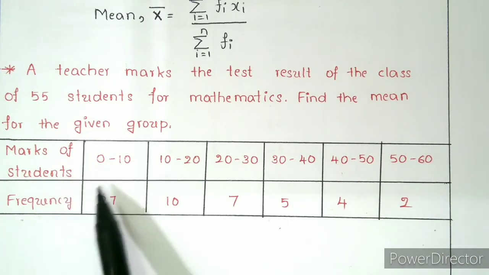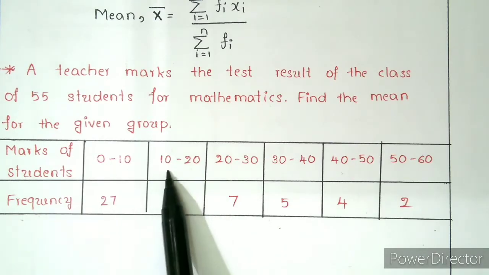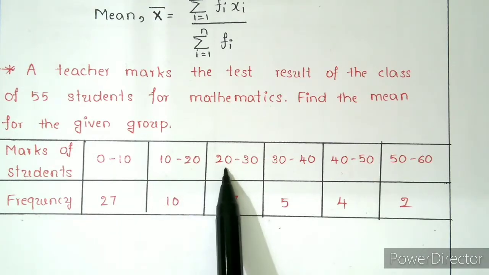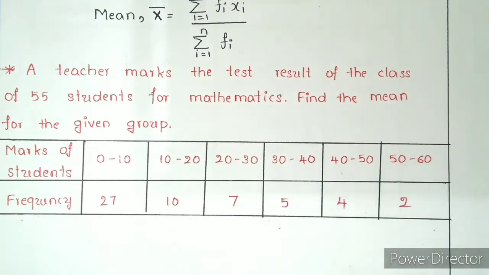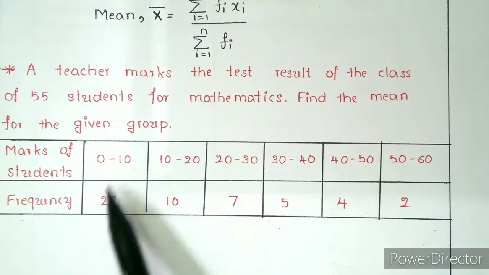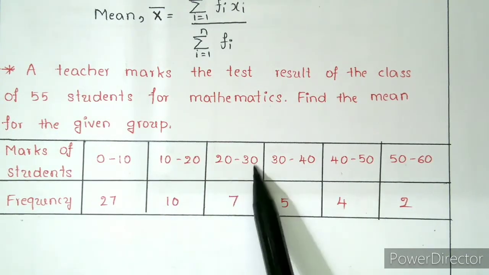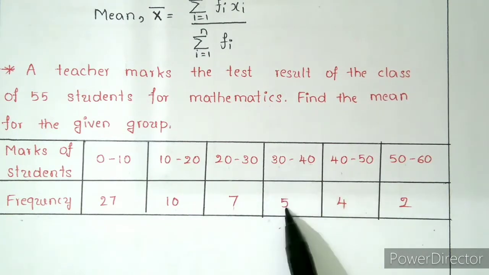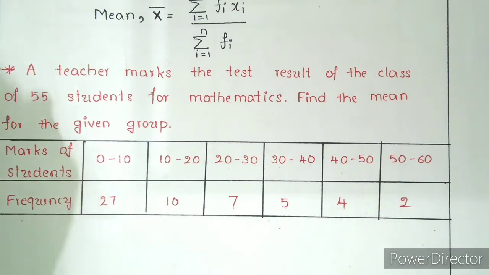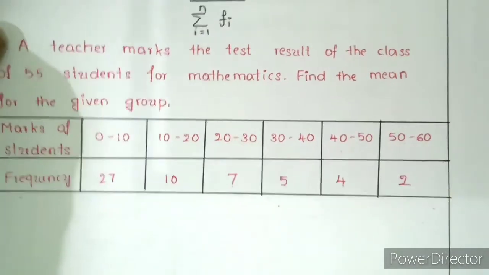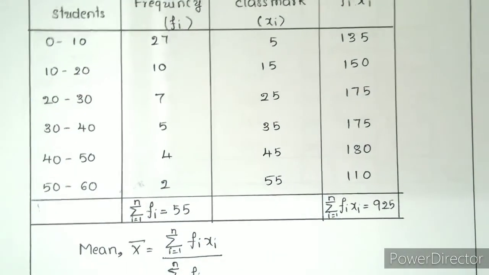Marks of students: one class is 0 to 10, the second class 10 to 20, one more class 20 to 30, then 30 to 40, 40 to 50, 50 to 60. So frequencies: for 0 to 10 you have 27 members, 10 to 20 you have 10 members, 20 to 30 you have 7 members, 30 to 40 you have 5, 40 to 50 you have 4, and 50 to 60 you have 2.